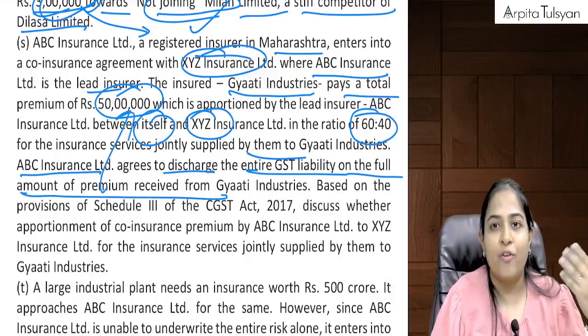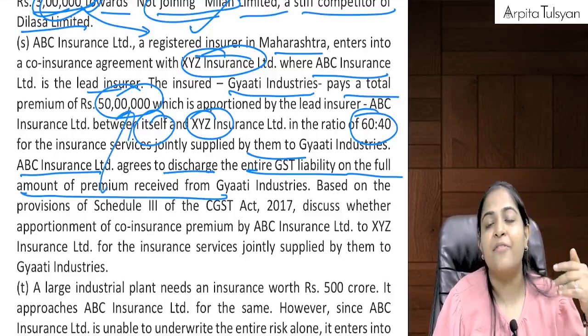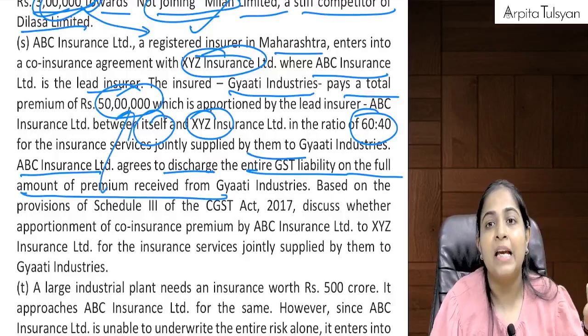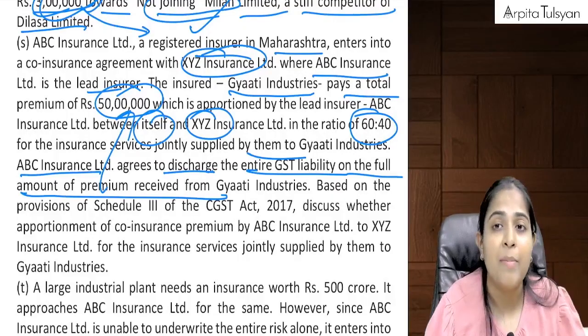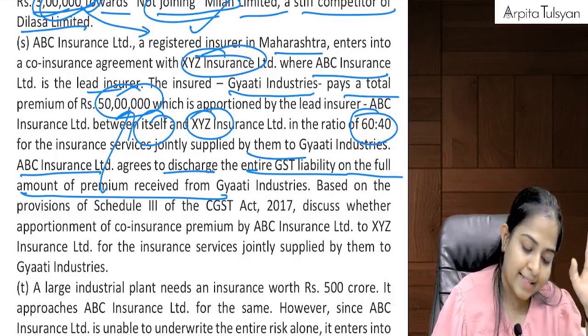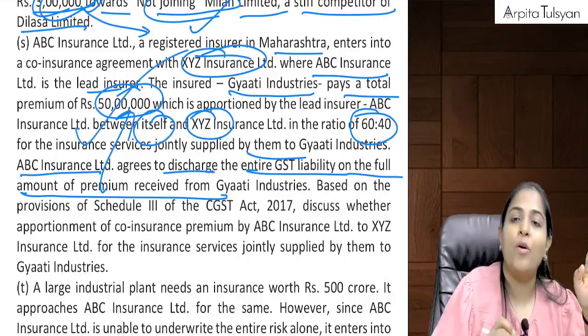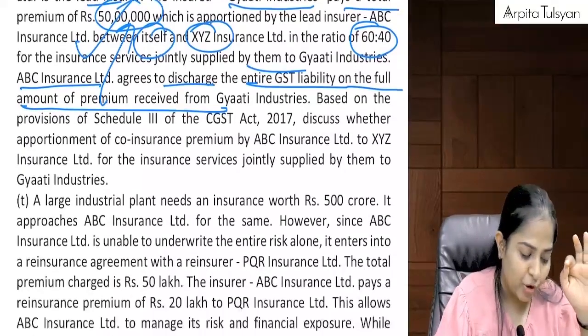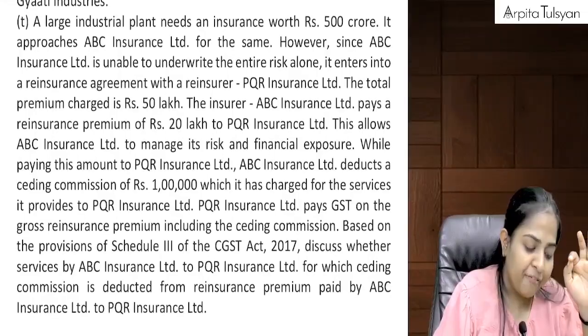So we have already studied this in non-supplies, that whenever further apportionment of premium is going to happen, that will not be considered as a supply, because GST has been paid on the total amount by the lead insurer, right? Then after that, the next one.